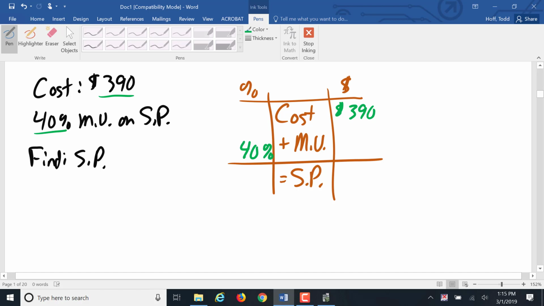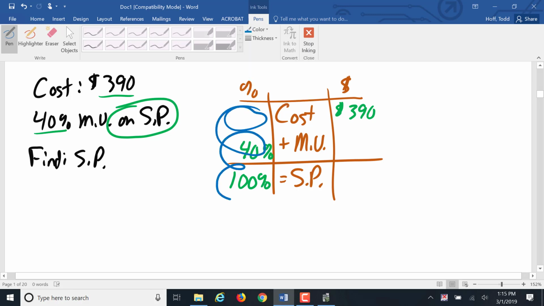The hidden piece here, or the disguised piece, is it's markup on selling price, which tells us 100% goes with the selling price. And remember, these three numbers have to add up. So blank plus 40 equals 100 tells us that this has to be 60 here. 60% plus 40% equals 100. If we have to work backwards and do 100 minus 40 to get 60, that's fine. That's how we have to calculate it.